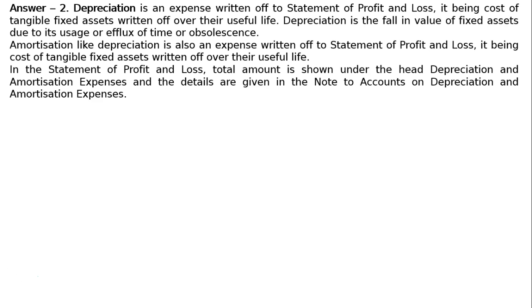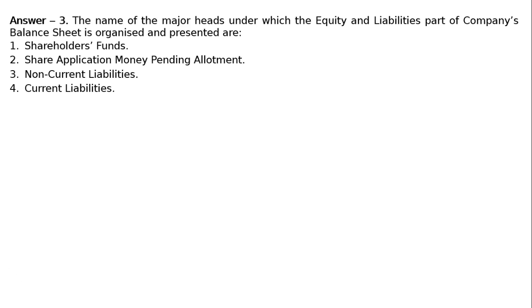Name the major heads under which the equity and liabilities part of the company's balance sheet is organized and presented. That is equity and liabilities part. This is answer 3. The names of major heads under which the equity and liabilities part of the company's balance sheet is organized and presented are: 1. Shareholders Funds. 2. Share Application Money Pending Allotment. 3. Non-current liabilities. 4. Current liabilities.